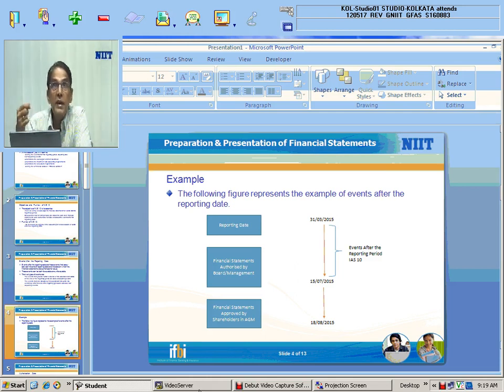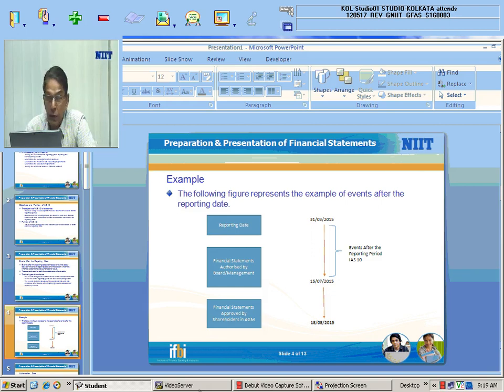Now the financial statements are ready, audited, everything, but it has not yet been authorized for issuance by State Bank of India management. That will be done maybe next week. After that, State Bank of India will hold an annual general meeting. They will give a notice for the annual general meeting of the shareholders, where these financial statements will be approved through a resolution passed by the shareholders. So whatever events are occurring between 31st March 2017 and the date of authorization by the management regarding issuance of the financial statements, those events are called events after reporting date.